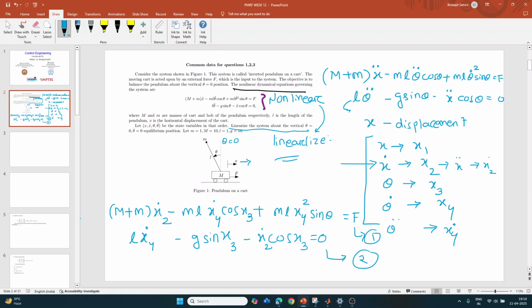Once you have written down equation number 1 and equation number 2, then further simplify these equations.